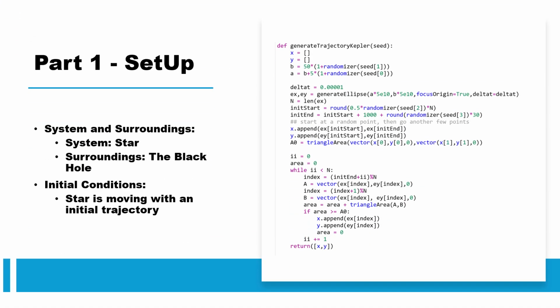For the Part 1 setup, the system is a star, while the surroundings are the black hole, and the initial conditions shown on the right place a star moving with an initial trajectory.